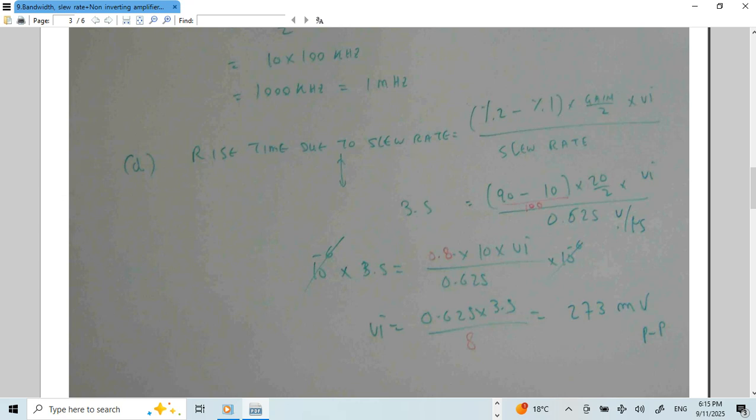Then you have to calculate the VI. From here we can calculate. The rise time due to the slew rate is already given in the problem as 3.5 microsecond. Then you can calculate the input voltage. So the equation is 3.5 equals 80 multiplied by 10 multiplied by VI, divided by 0.625.